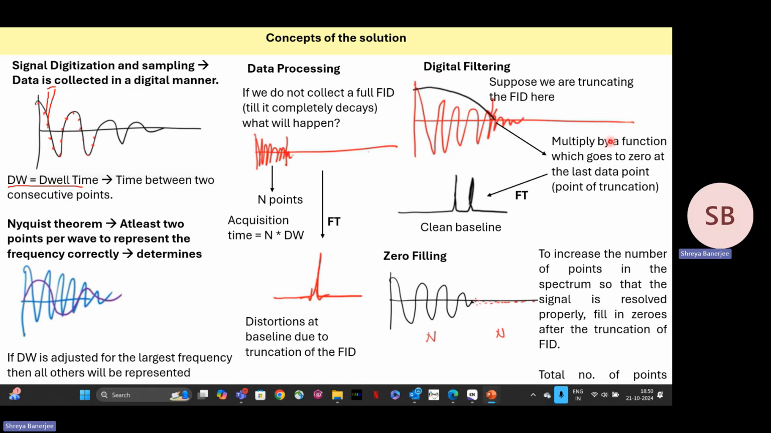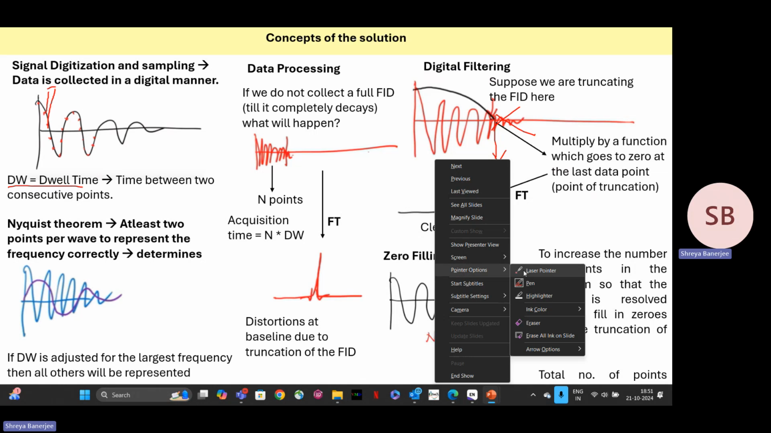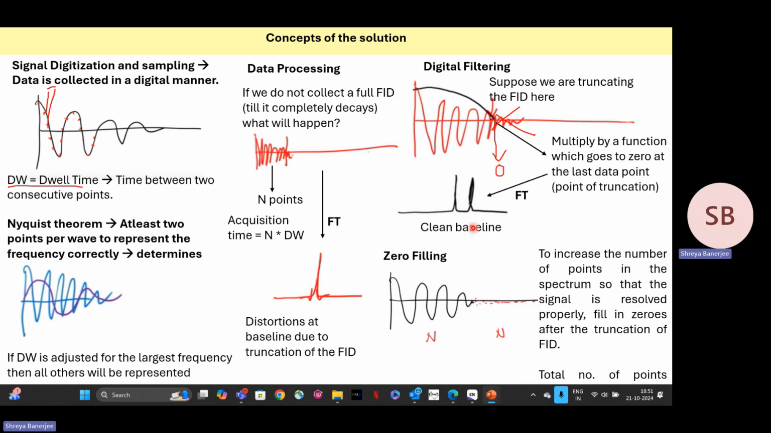In that case, we have to multiply the FID with a function that goes to 0 at the last data point, that is the point of truncation. This is our last data point; we have not collected these. So we must multiply it by a function that goes to 0 here. Then when the Fourier transform is done, we will get a clean spectra with no distortions at the baseline.